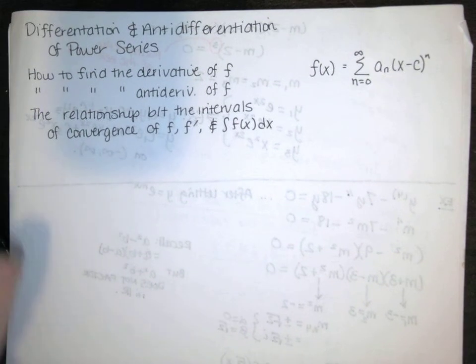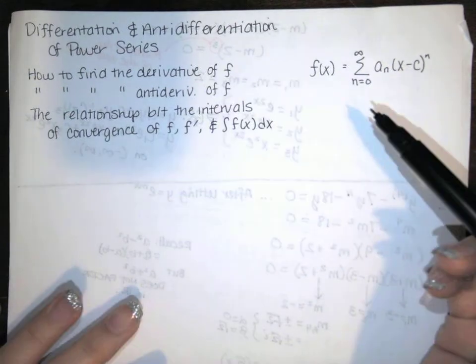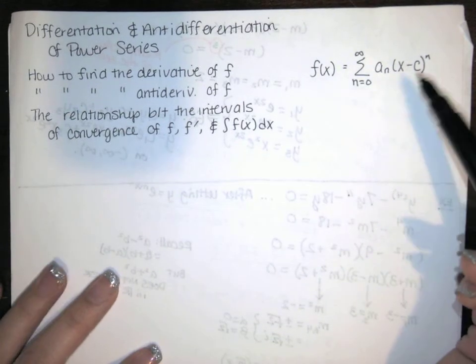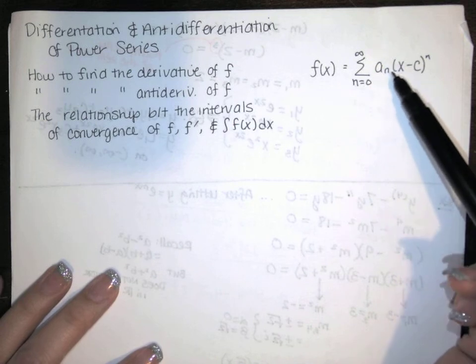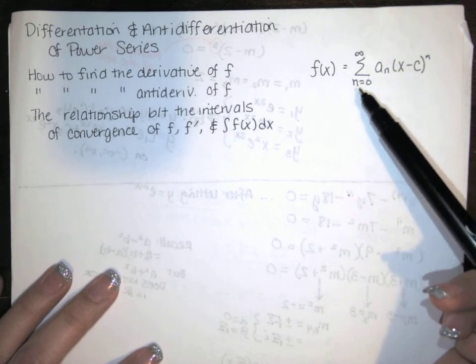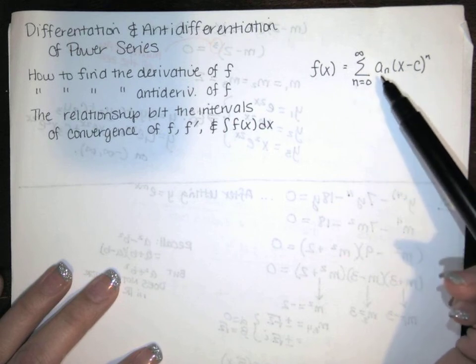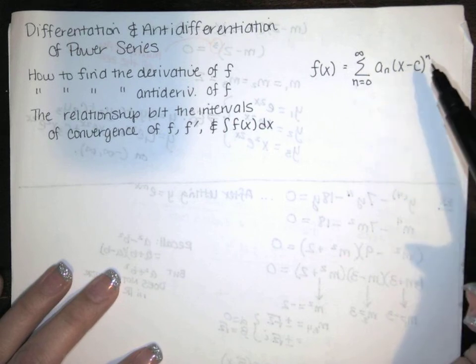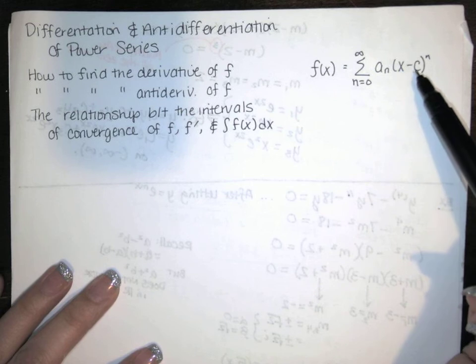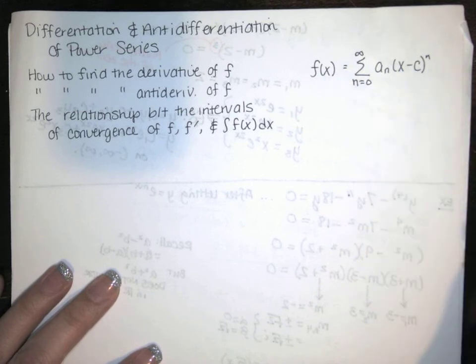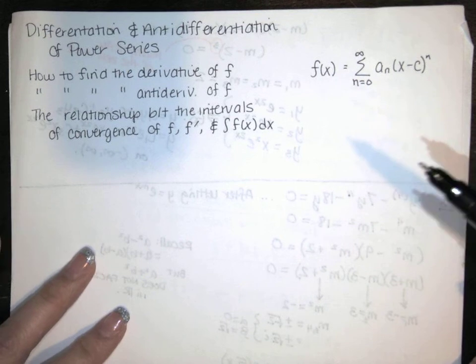In this video, we discuss differentiating and anti-differentiating power series. And I'm using this notation now. I've got a power series. These coefficients, these a sub n, they're just coefficients, they're numbers. Those numbers tend to change for different terms of the power series. I've got x minus a constant, that constant's the center of the series, raised to the n, and that represents a new function, f of x.